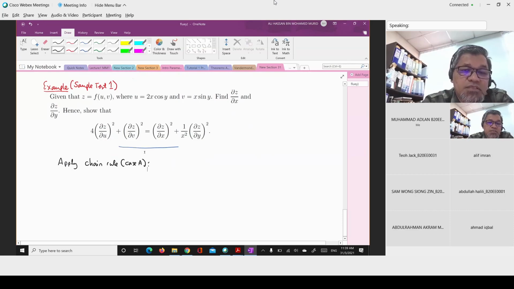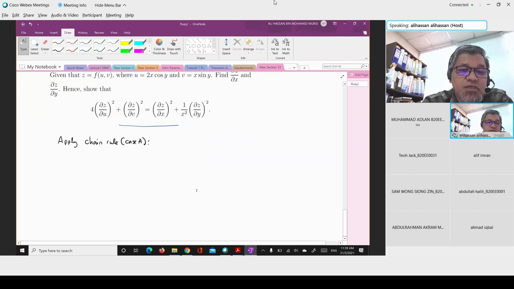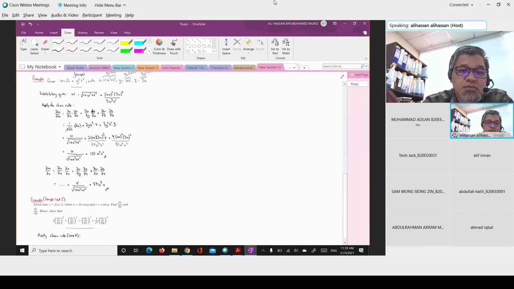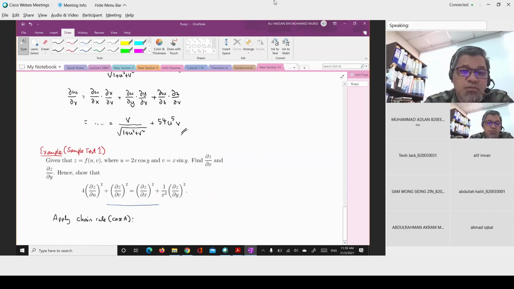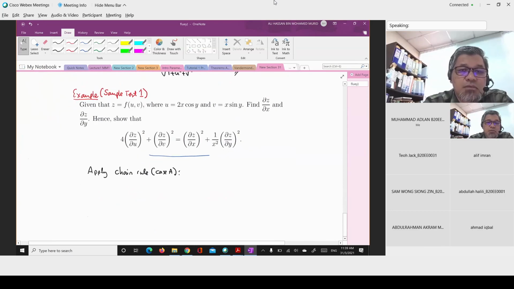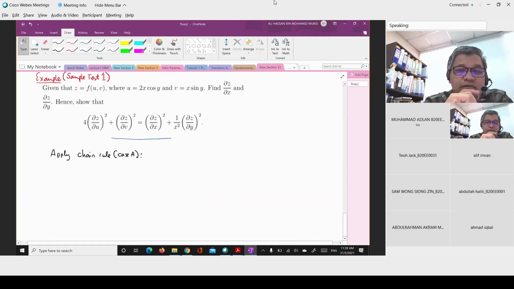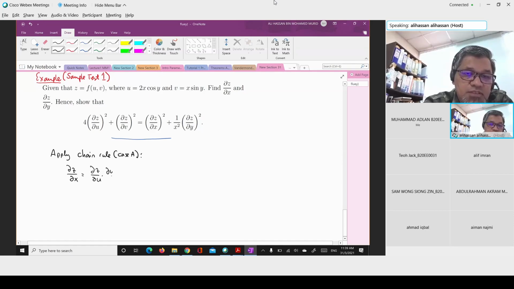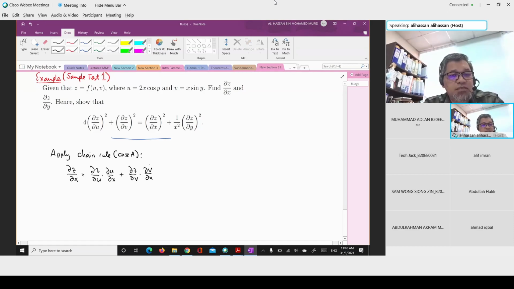The one that we have discussed is we have 4 cases. So here case A is relevant. So what do we need? Z partial x. So z partial x is z partial u times u partial x plus z partial v times v partial x. Okay, this is the correct way of writing z partial x.